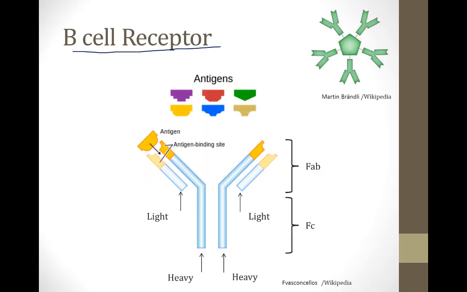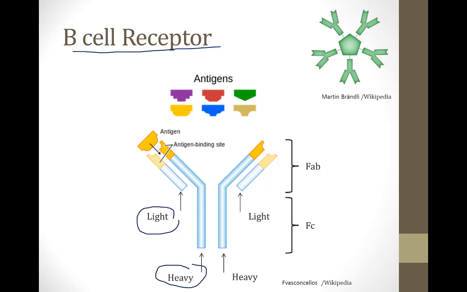The B cell receptor is one of the most important parts of the B cell. It's found on the surface of the cell, and this is what binds to antigens of invading pathogens like bacteria and viruses and parasites. The B cell receptor is made up of 4 chains. There are 2 heavy chains and there are 2 light chains.